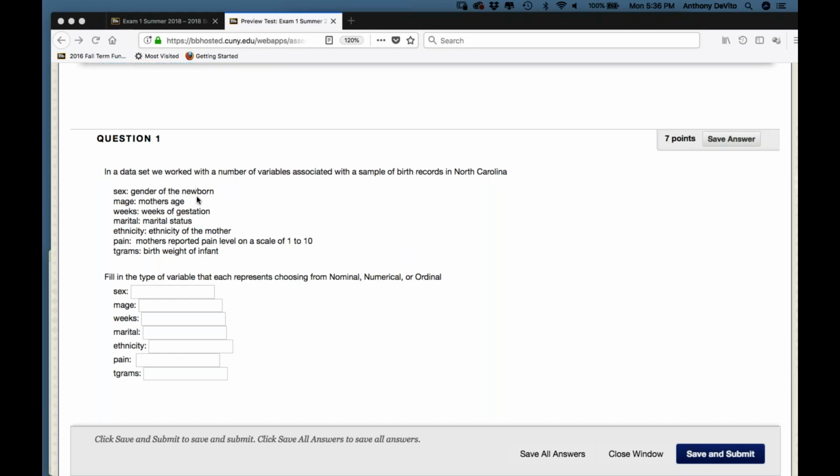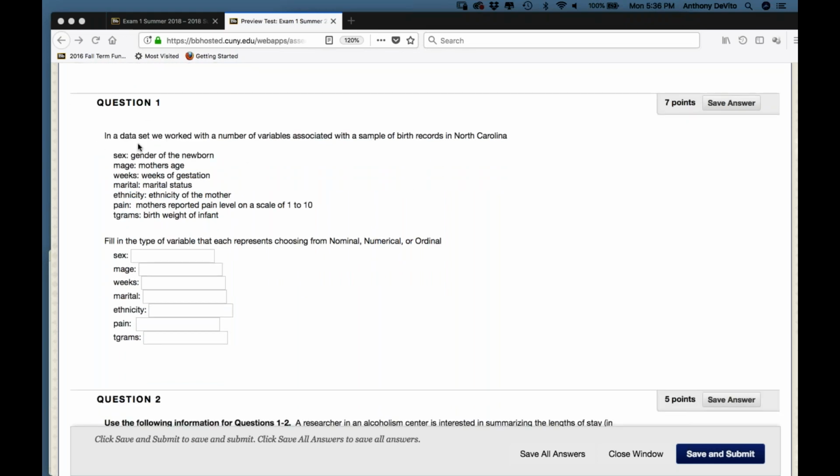Okay, so let's take a look at question number 1. In a data set, we work with a number of variables associated with a sample of birth records in North Carolina, and these are actually the variable names as we were going through them and the descriptions. Okay, then let's see which ones these actually are. Okay, so gender. What would you guys say that gender is? Nominal. Right? Nominal or categorical.